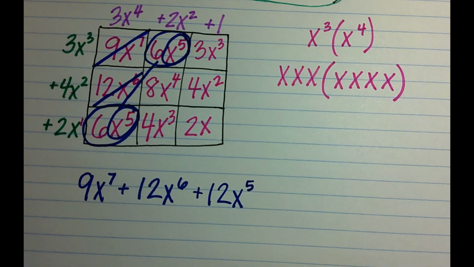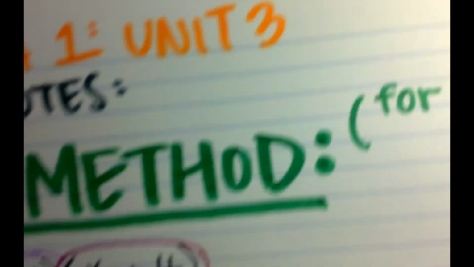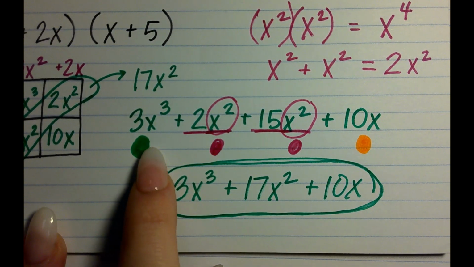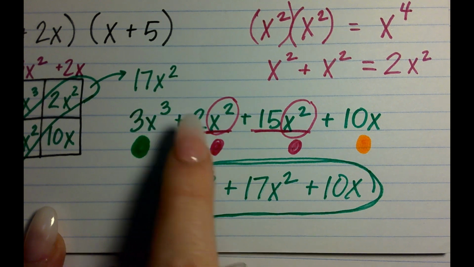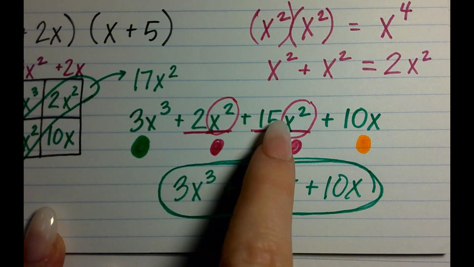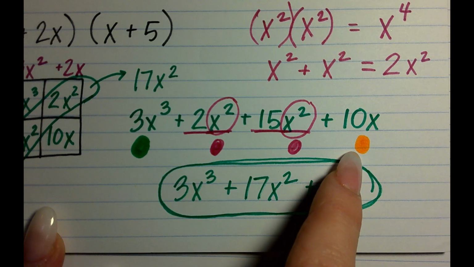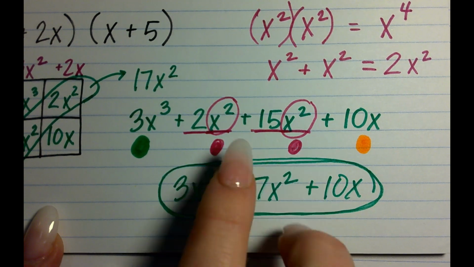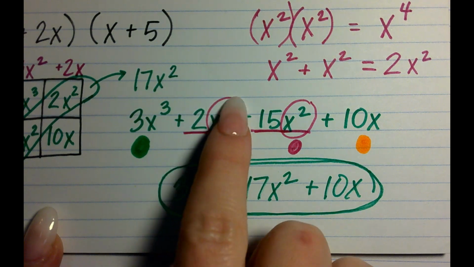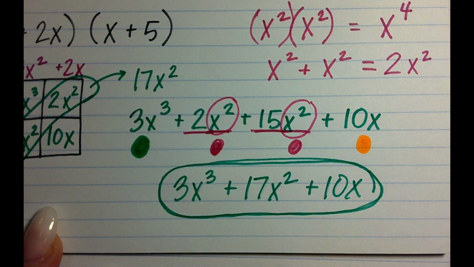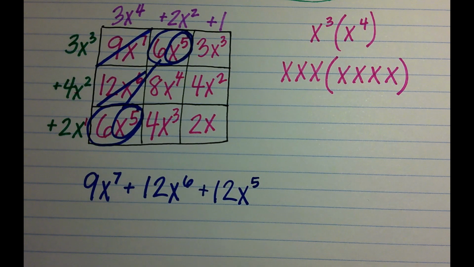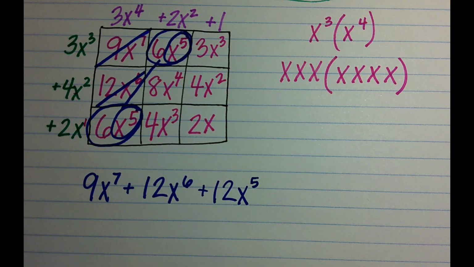Just like when I labeled these with colors, I have 3 greens, 2 pinks, 15 pinks, and 10 oranges. If I add my 2 and my 15 pinks, they're gonna stay squared. They're gonna stay pink, you know. So we do not change the exponent when we combine our like terms, only when we multiply.